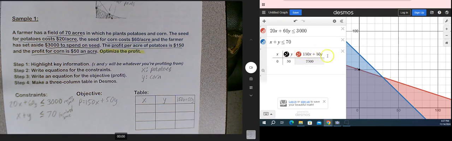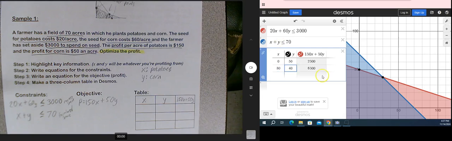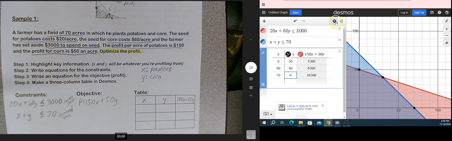Because remember, this is the objective, so this is the profit that we would make from this particular configuration of potatoes and corn. Alright, the next one is 30 and 40, so 30 acres of potatoes and 40 acres of corn. That produces 6,500. And down here we have 70 and 0, so 70 acres of potatoes and 0 acres of corn. Alright, so that produces 10,500.